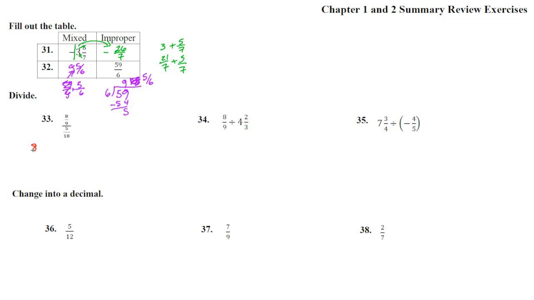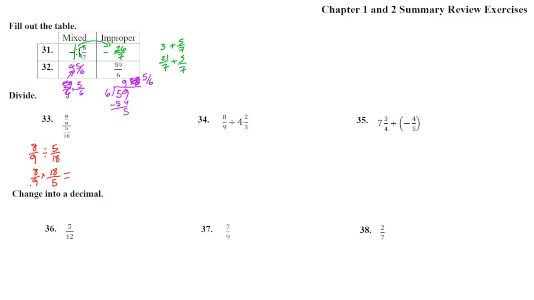8 ninths, we're going to have to write it out like this. 8 ninths divided by 5/18. And remember, division by fractions doesn't really happen. It's 8 ninths times 18 fifths. Now, this is going to be a big number, 8 times 18. So if there's a way to simplify ahead of time, we're going to be very interested in that.